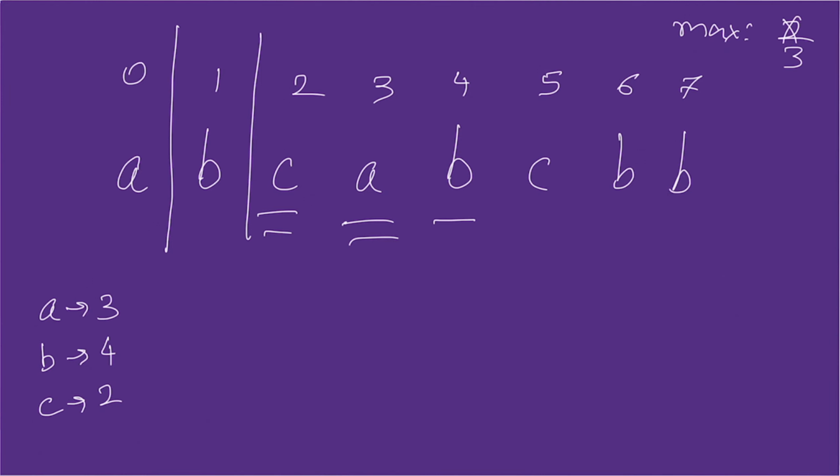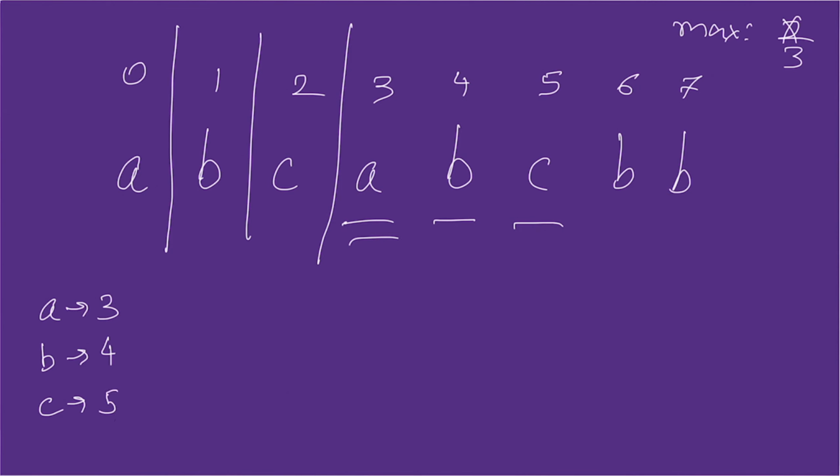Now moving on, we go to C. Again, C is in the hash map, the index of which is 2. So we update our start index of the substring to be after 2. So the previous C gets eliminated from our substring, and then we update our hash map to reflect the latest index of C that we have seen, which is at 5.